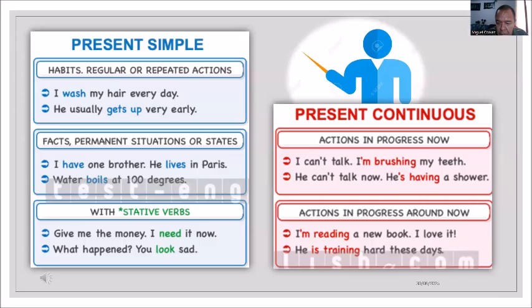We use the present continuous for temporary things that are happening around now, not at the moment of speaking, but these days, weeks, etc. For example, I'm reading a new book. I love it. He is training hard these days.